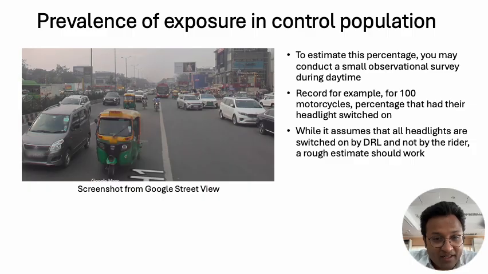The warning would be that in doing such a calculation, you are assuming that every headlight on during daytime is because of DRL and not because the driver chooses to do so. But oftentimes the risk factor that you're looking at, its prevalence may be known from other sources, other published literature, but sometimes that is not known, and it is one of those features that varies across the countries. Some countries have it prevalent quite a lot, some countries don't.